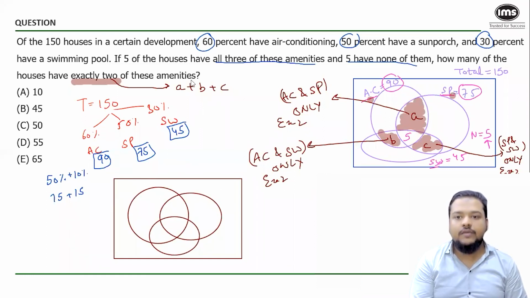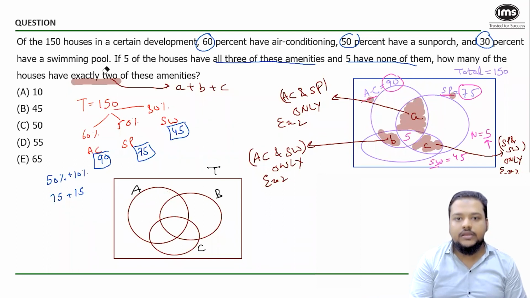The formula that I want you to recall is, so let's say the rectangle has the total value and the circle one has total value A. So basically the entire value of circle one is A, or you can say total value. For example, total air conditioned houses are 90. This entire circle has value 90. Let's say the second circle has value B and the third circle has value C.